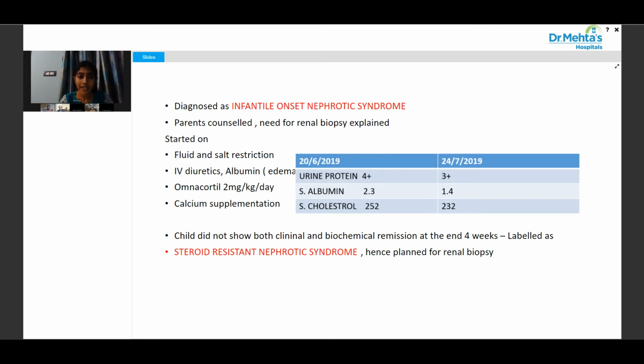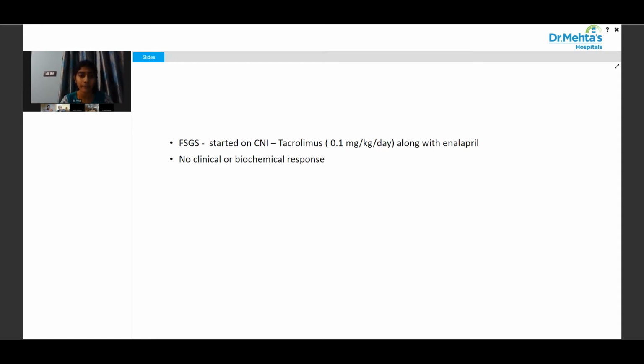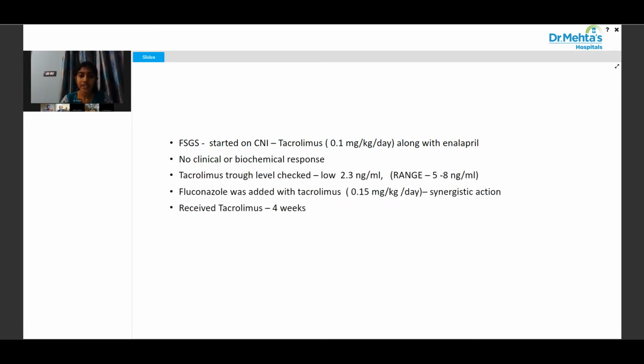Renal biopsy turned out to be FSGS NOS type. In light microscopy, out of 9 glomeruli, there were 2 juxtamedullary glomeruli which were sclerosed. So based on FSGS, the child was initiated on calcineurin inhibitors, the first choice being tacrolimus at a dose of 0.1 mg per kg per day, along with enalapril for control of proteinuria. The child did not show any clinical or biochemical response. Trough levels of tacrolimus were checked and found to be low, 2.3 nanogram per milliliter. Hence, the tacrolimus dose was increased to 0.15 mg per kg per day, and fluconazole was added to get a synergistic action. But the child showed neither clinical nor biochemical remission.